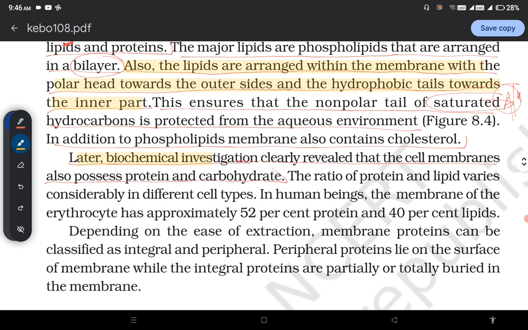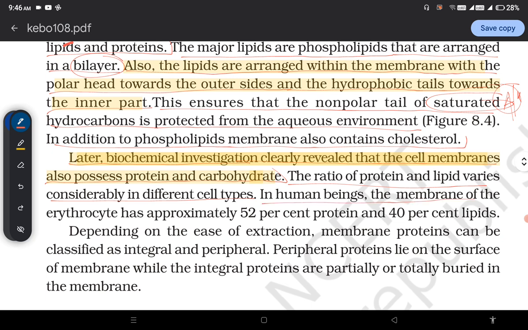Biological investigation clearly revealed that the cell membrane also possesses protein and carbohydrate. This is important. The ratio of the protein and lipid varies constantly in different cell types.